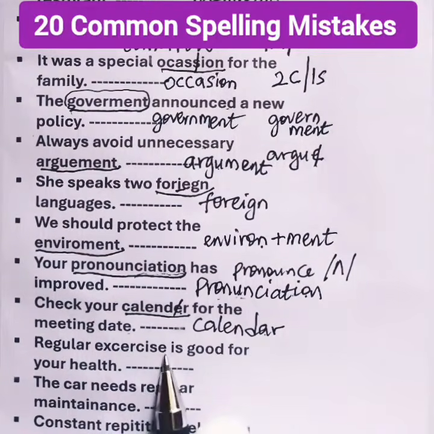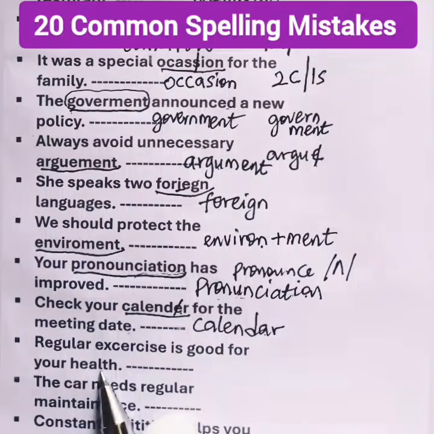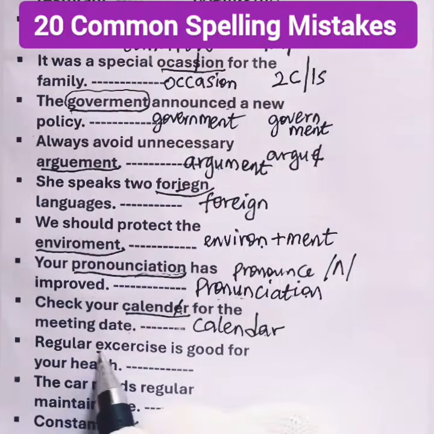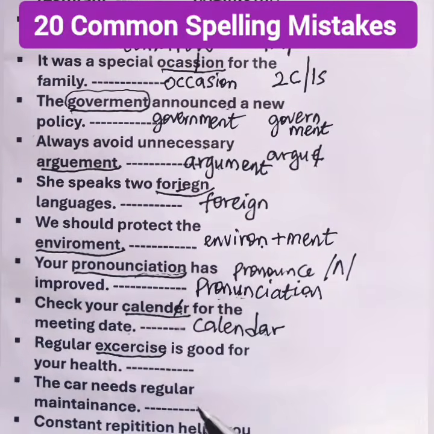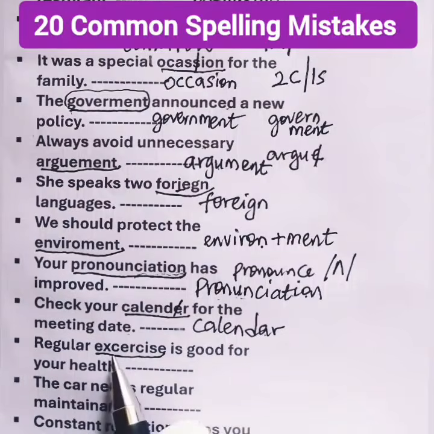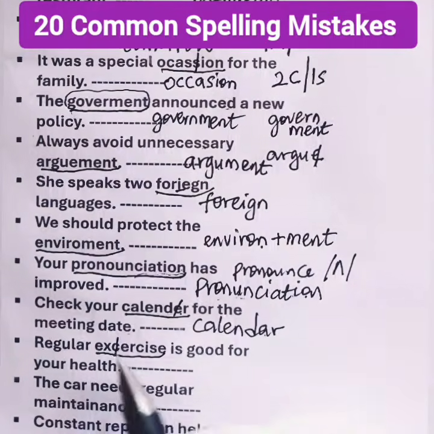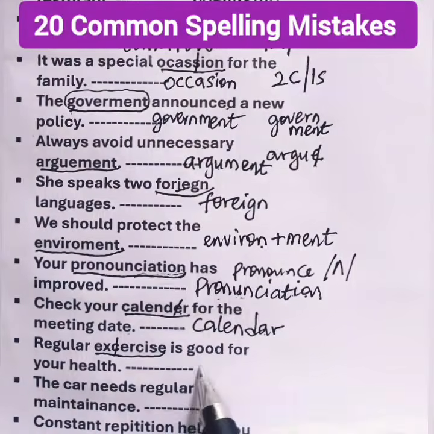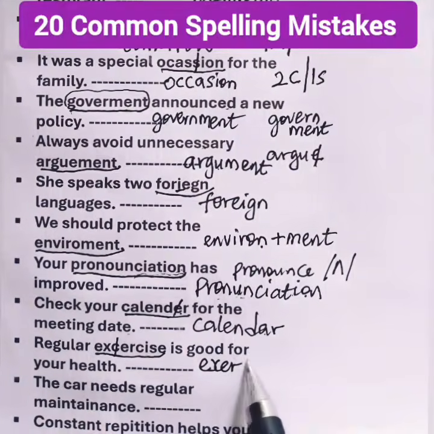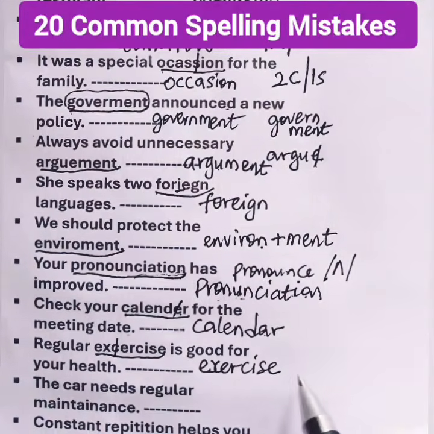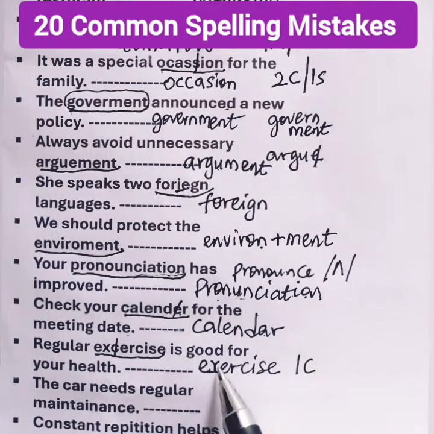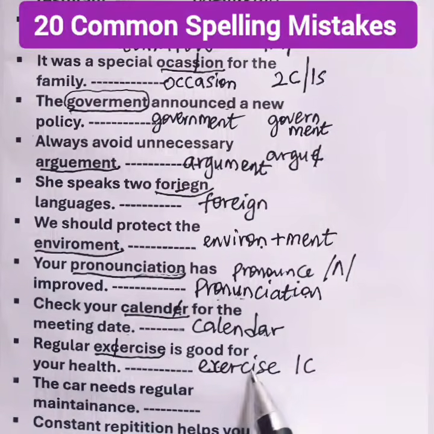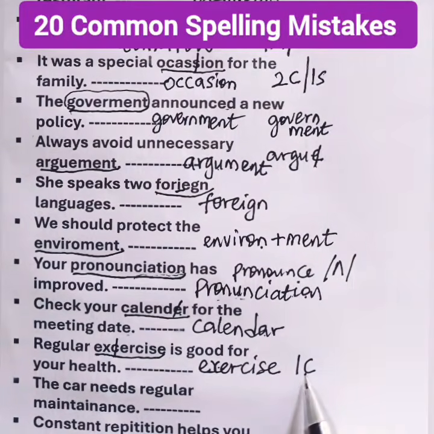Next, regular exercise is good for your health. What is wrongly spelled here is exercise. Many people make the mistake of including C here. It is wrong. It shouldn't be here. So the correct spelling is, we have only one C in exercise, not two. Okay, so don't put C here and C here. It's only one. Always remember this, okay?